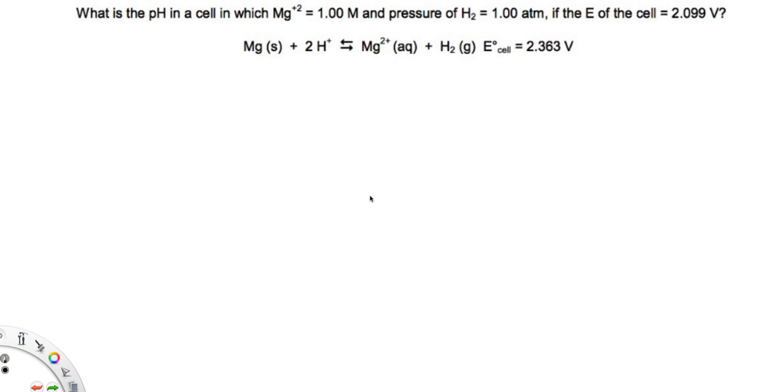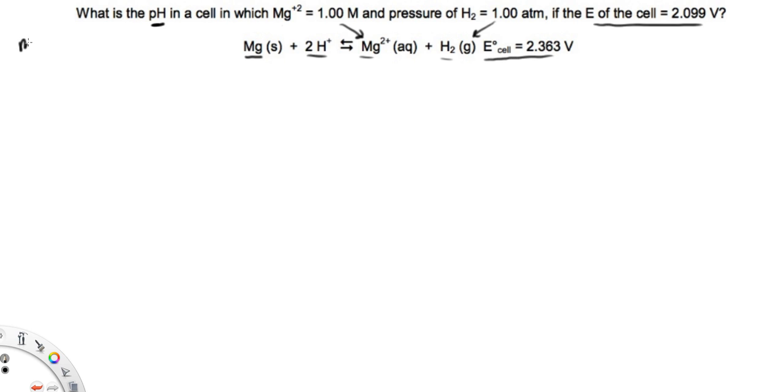Okay, so we're given a reaction in which magnesium dissolves in an acid, producing magnesium ions and H2. And we're asked to find the pH. We know the concentration of the magnesium ion and the pressure of the hydrogen. We're also given E of the cell, and we're also given E0 of the cell.